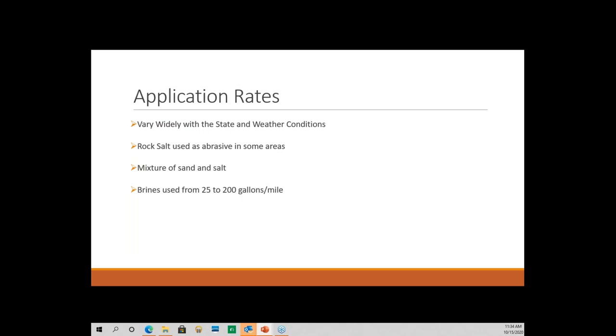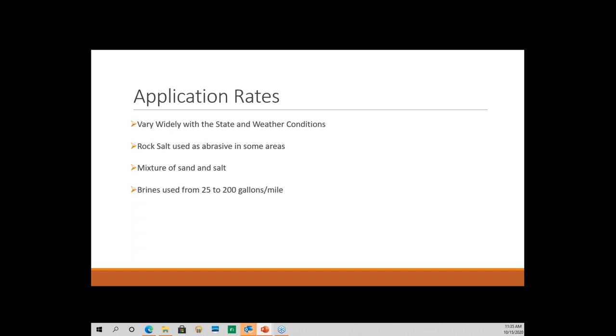So your application rates vary widely from state to state, depending upon the weather condition. Rock salt, like I said, is used as an abrasive in some areas and also as a brine. They mix it in with water and put it out onto the roadway. A lot of the times agencies will mix salt with their sand, so they can apply some sand as an abrasive down onto the roadway and be able to put a little bit of salt in it.